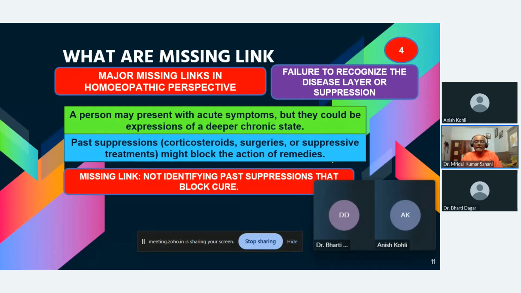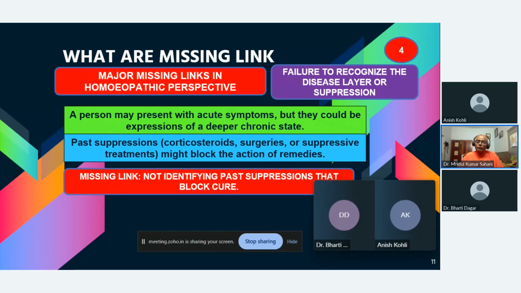And then again, during the treatment, the patient and doctor used to prescribe corticosteroids, surgery, or suppressive treatment that blocks the action of the remedy. So you have selected the medicine very properly, but because you are not recognizing the layer of the disease, you may also not identify the process of the cure.